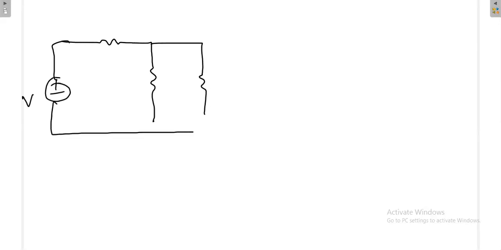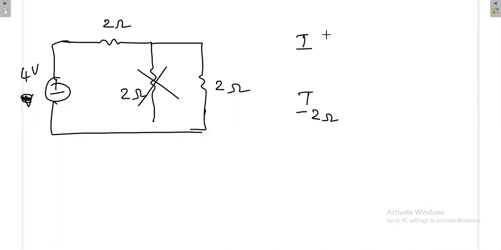Suppose the situation is like this. I am having some resistance, some voltage, and this voltage I'll take as 4 volt. Now this is 2 ohm, this is 2 ohm. Now I am going to ask you one question. Suppose this is also 2 ohm. If this 2 ohm is not there, what is the current? And then what is the current with this 2 ohm? Which one will be greater? Which one will be lesser?